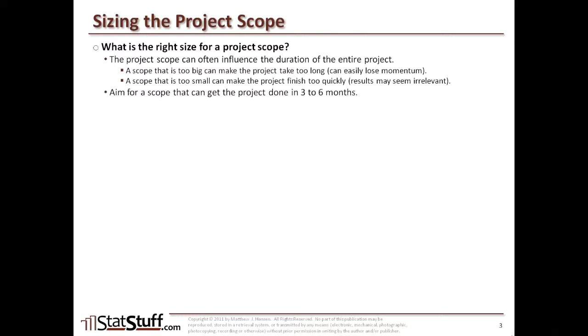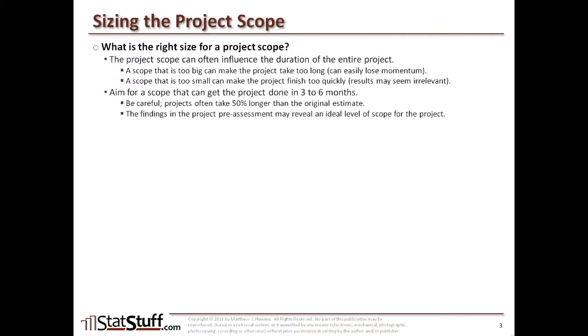So aim for a scope that will get the project done in about 3 to 6 months. That might be the ideal time to aim for. But you have to be careful when you make those kinds of estimates. Projects can very often take 50% longer than what you originally estimated. So if you're aiming for maybe 6 months, then aim for a scope that you think might take you about 4 months to accomplish, because chances are it could easily extend to 5 or 6 months. The findings in the project pre-assessment, if you've done one, could also help reveal any ideal level of scope that you might need for the project. So gauge the project scope by the resources that you're actually going to be needing.